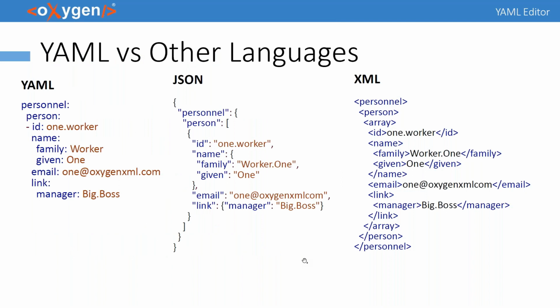If you compare YAML with other languages, we see that it's easier to read. For example, in JSON, you have these curly brackets, square brackets, or quotes that are added in the document. It's harder to read. For XML, you have the tags where you have the value of the property name. So it's easier to read a YAML file than a JSON or XML document.